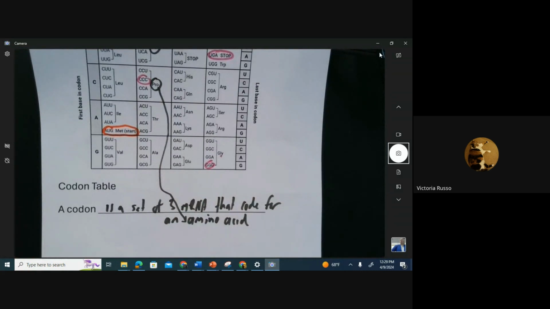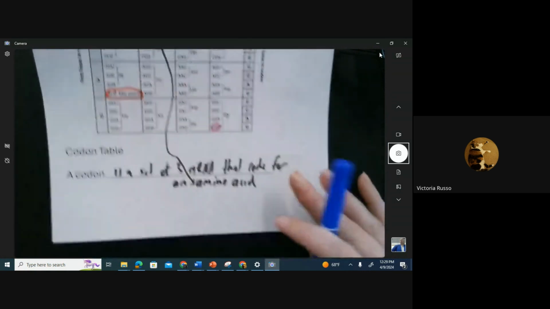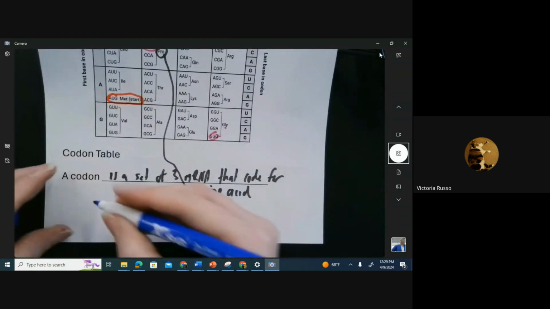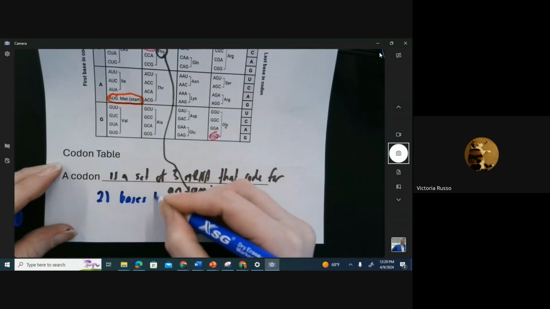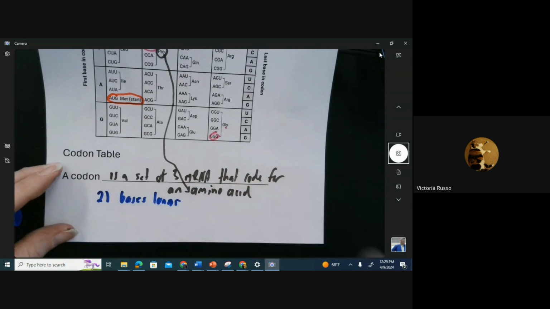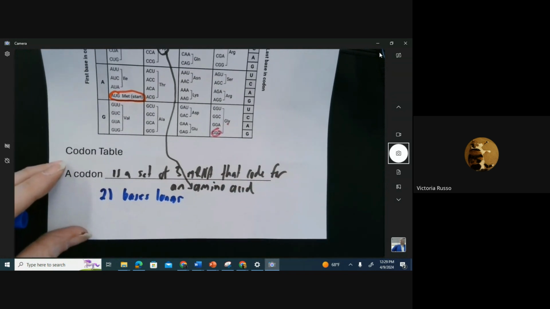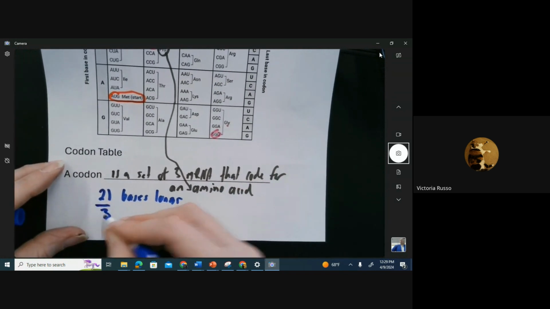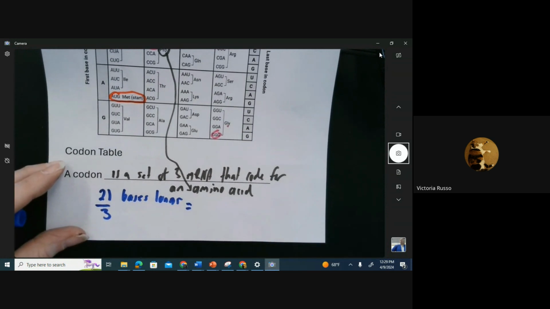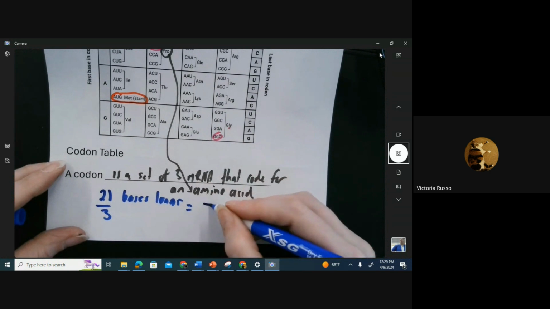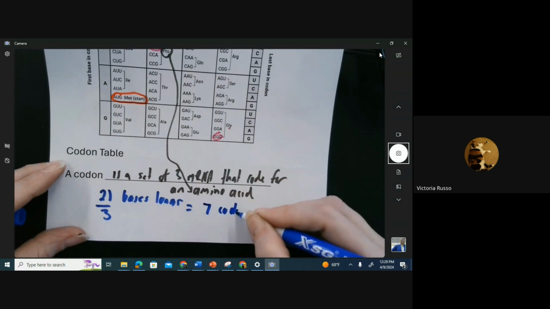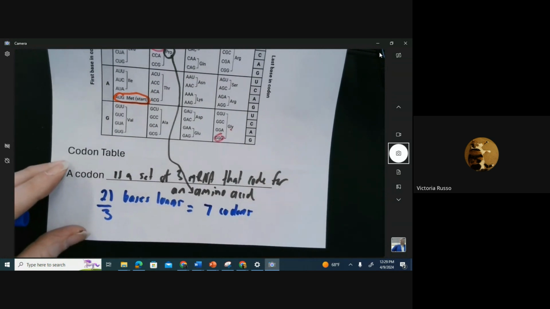Let's say you had a DNA molecule that was 21 bases long. So that's 21 A's, T's, G's, and C's from the start to the stop codon. If you divide that by 3, that gives you the number of codons. So 21 divided by 3 is 7. So in our fake mRNA that I made up that has 21 bases, there are 7 codons.